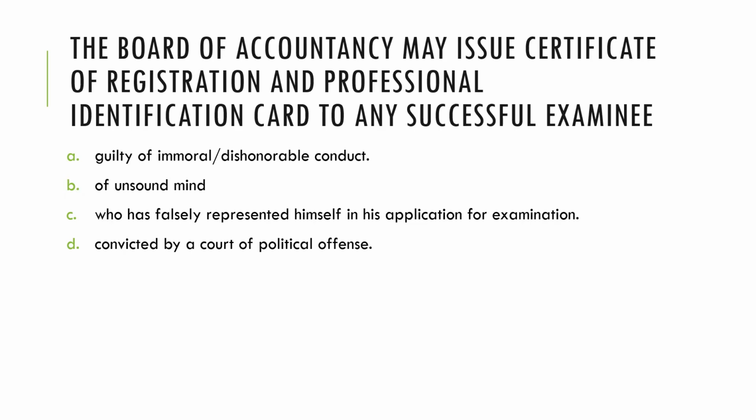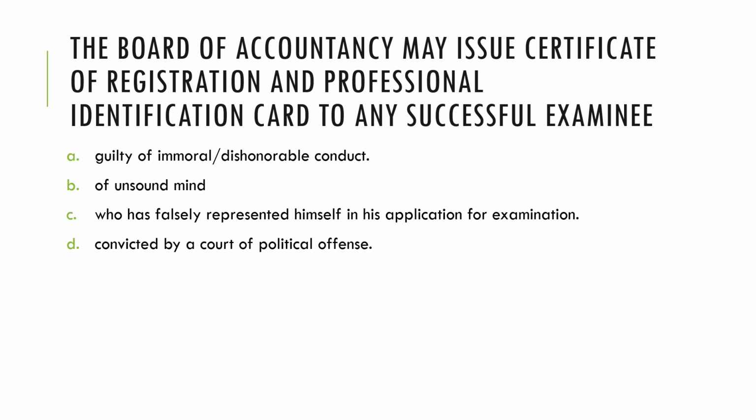Let us go back to RA 9298 or the Philippine Accountancy Act of 2004. The question is, the Board of Accountancy may issue certificate of registration and professional identification card to any successful examinee, letter A, guilty of immoral or dishonorable conduct, letter B, unsound mind, letter C, who has falsely represented himself in his application for examination, or letter D, convicted by a court of political offense.